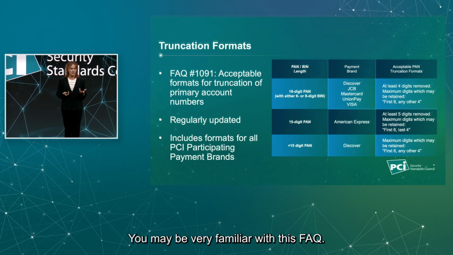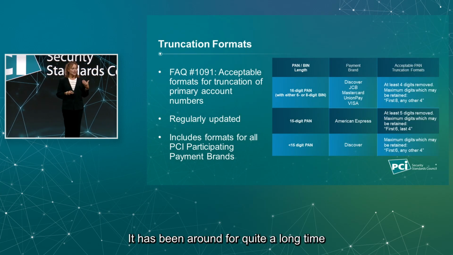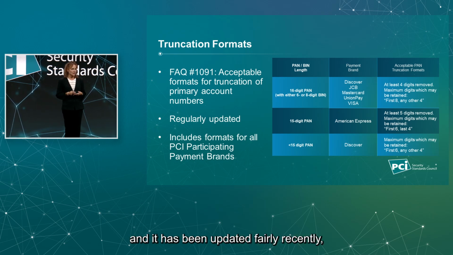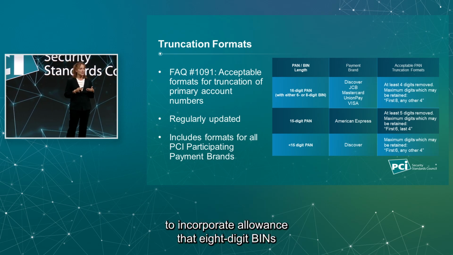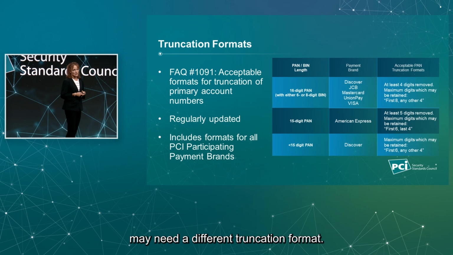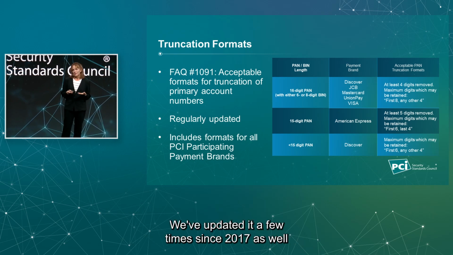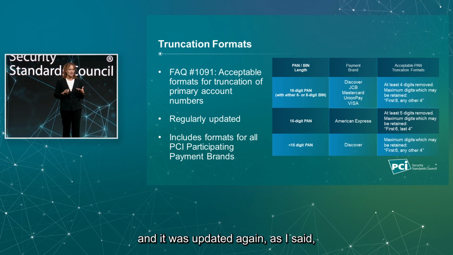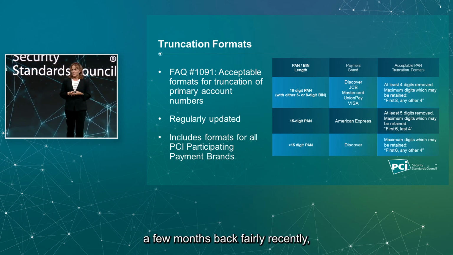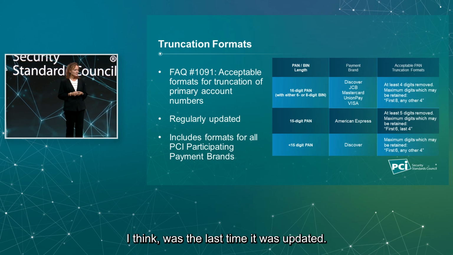You may be very familiar with this FAQ. It has been around for quite a long time and it has been updated fairly recently, but it was actually updated in 2017 to incorporate allowance that 8-digit bins may need a different truncation format. We've updated it a few times since 2017 as well. And it was updated again, as I said, a few months back, fairly recently. I think that was the last time it was updated.